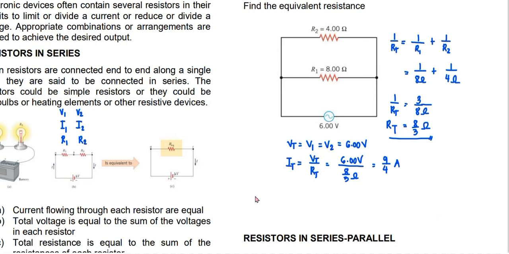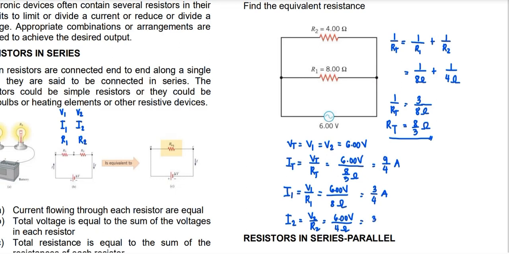Now the current flowing through each resistor. I sub 1 equals V sub 1 over R sub 1, and that would be equal to 6 volts divided by 8 ohms. So that would be 3/4 ampere. I sub 2 is V sub 2 over R sub 2. That is 6 volts divided by 4 ohms, and that is equal to 3/2 ampere.